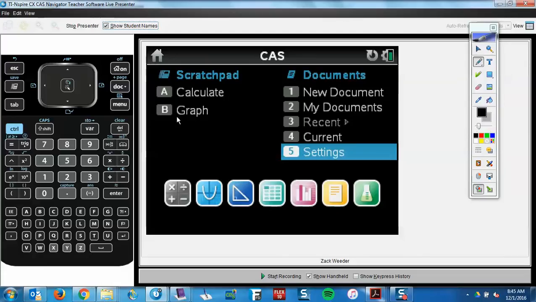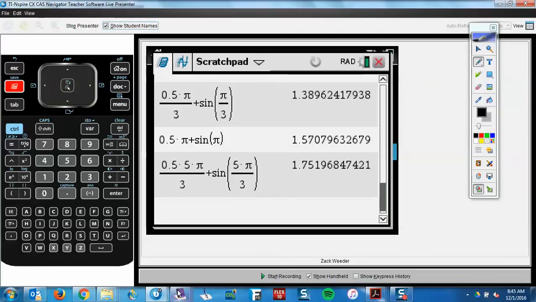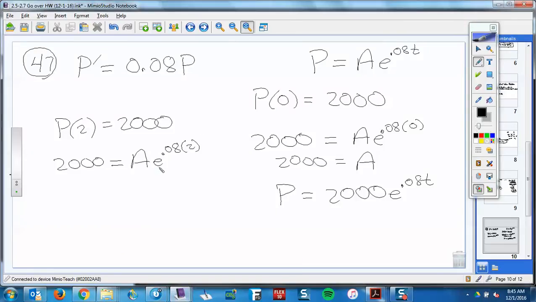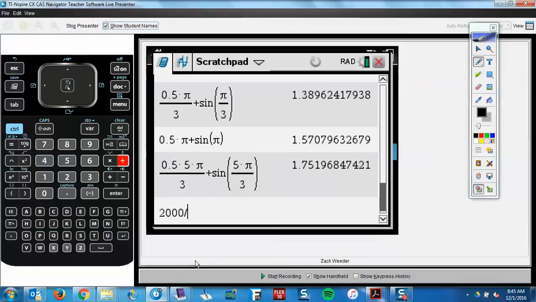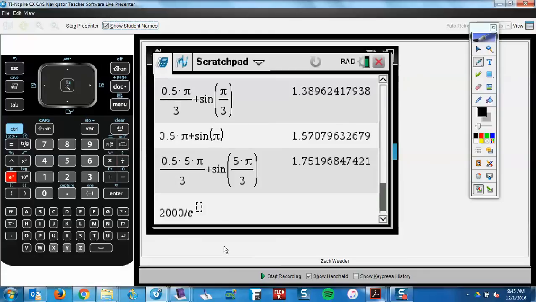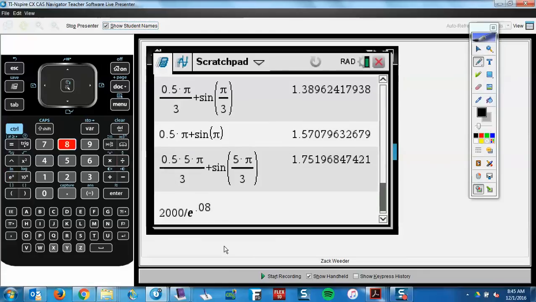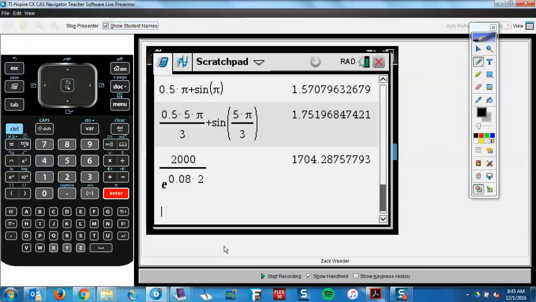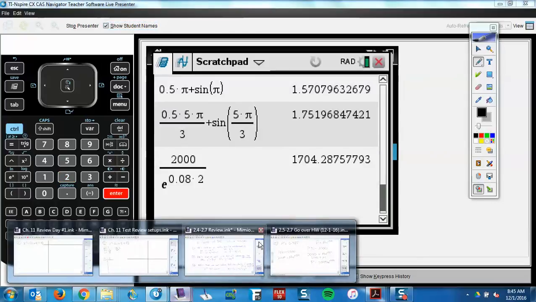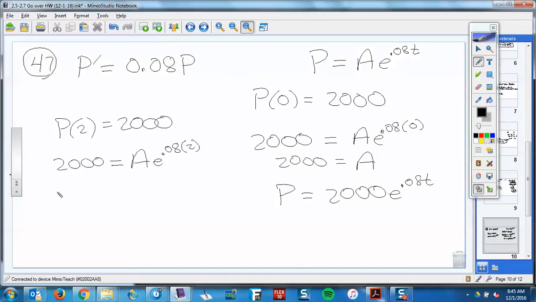Okay, go onto your calculator screen and let's just solve that real quick. Take 2,000 divided by e raised to the 0.08 times 2. Okay, hit enter. So there would be your A value. All right, so A would be that.